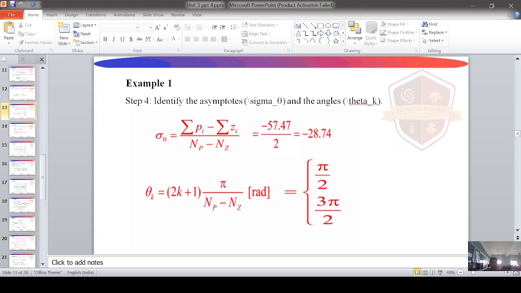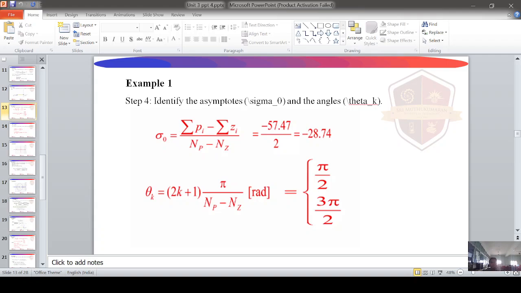Step 4. Identify the asymptotes and the angle of asymptotes. For the centroid, we know the formula: sigma is equal to the sum of poles minus the sum of zeros, divided by n minus m. The angle of asymptotes theta is equal to (2q plus 1) times 180 degrees, divided by n minus m. N means the number of poles, m means the number of zeros. The number of zeros is 0 and the number of poles is 2, so n minus m is 2 minus 0, which is 2.